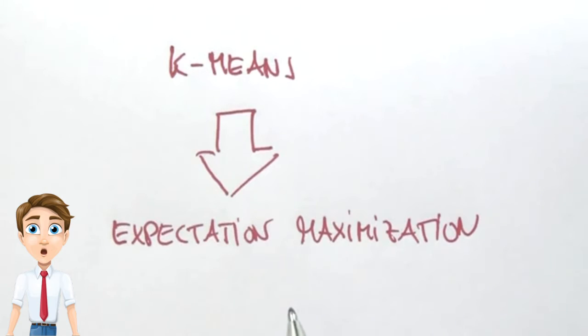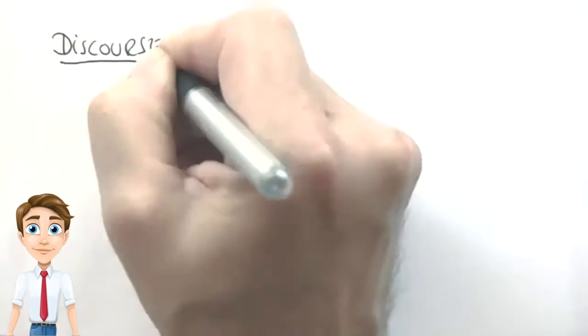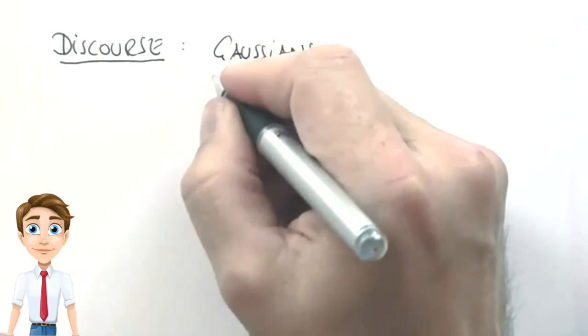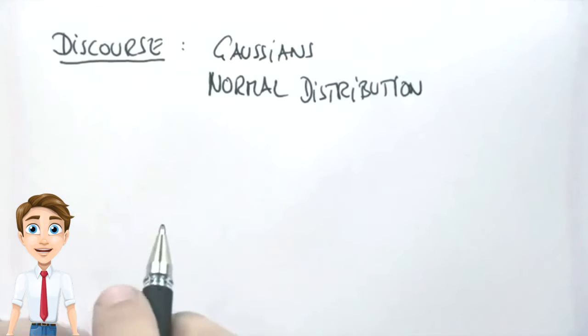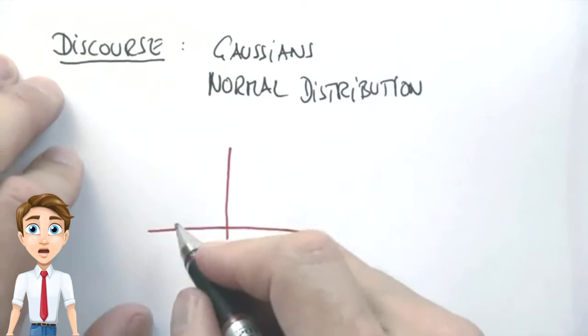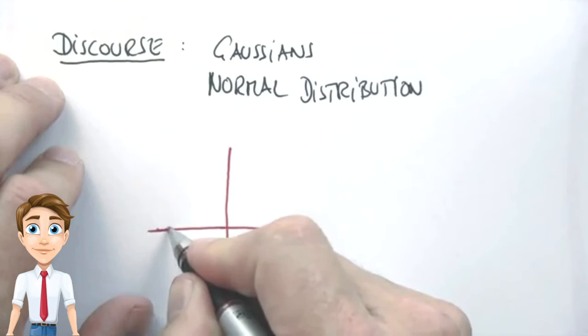And it's in many ways more general, and it's also nice in that it really has a probabilistic basis. To get there, I have to take the discourse and tell you all about Gaussians, or the normal distribution. The reason is, so far we just encountered discrete distributions, and Gaussians will be the first example of a continuous distribution.